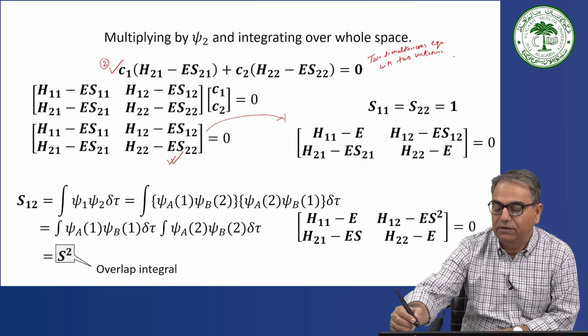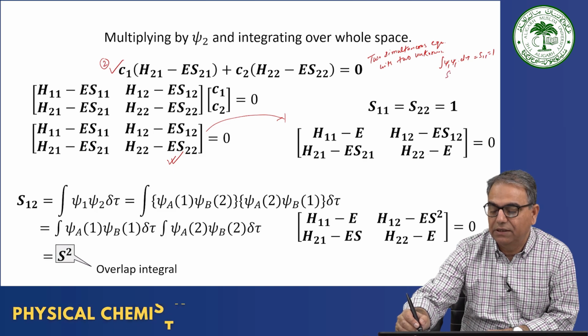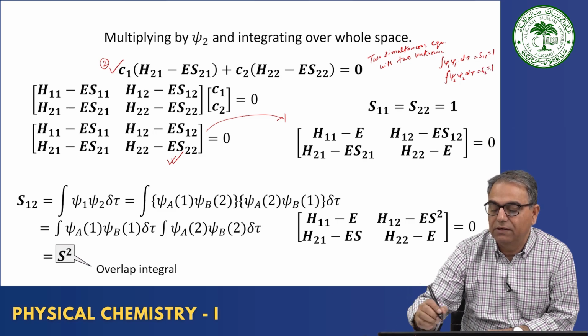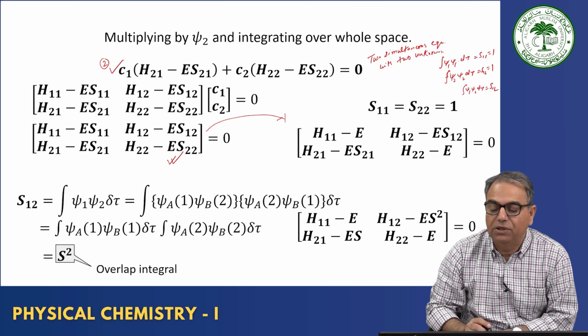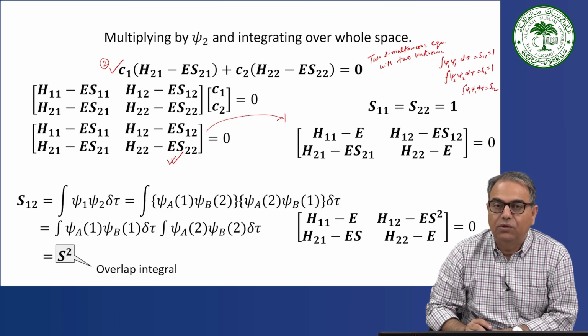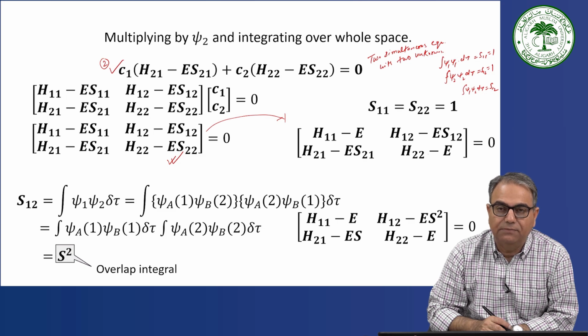What you have been taught is that if you have ∫psi1² dτ, it is S11 and this is the normalization condition. If it is ∫psi2² dτ, then it is S22 and it is 1. But if I say ∫psi1 psi2 dτ, I have written S12. I do not put it equal to 0. Normally, what do you do? You say it to be 0 because of the orthogonality condition.